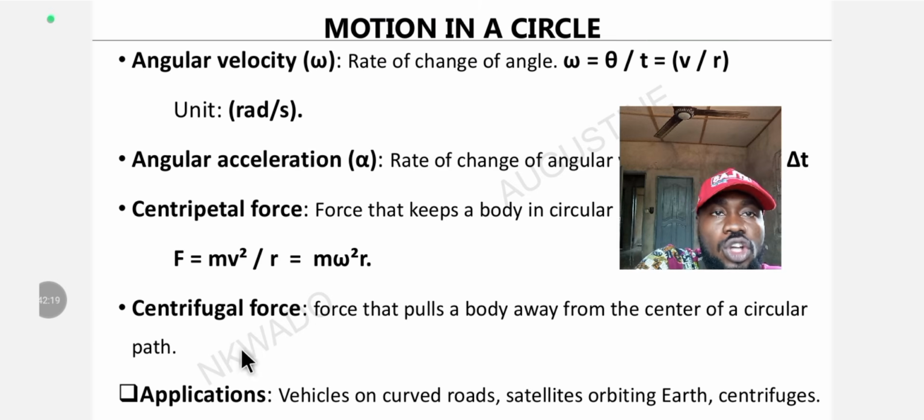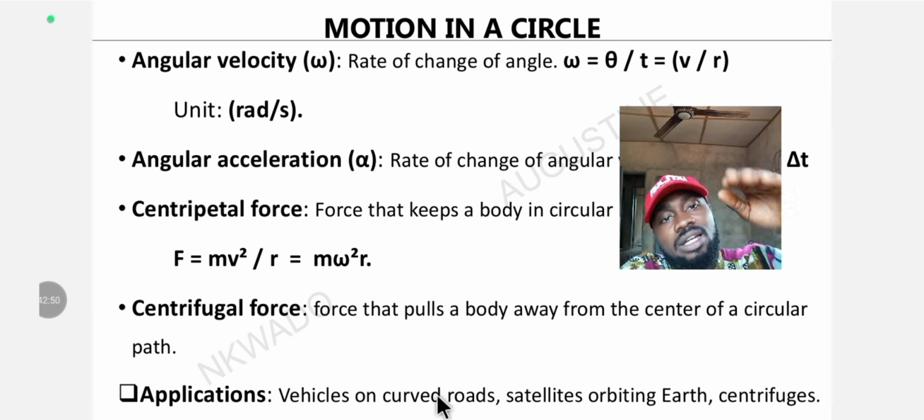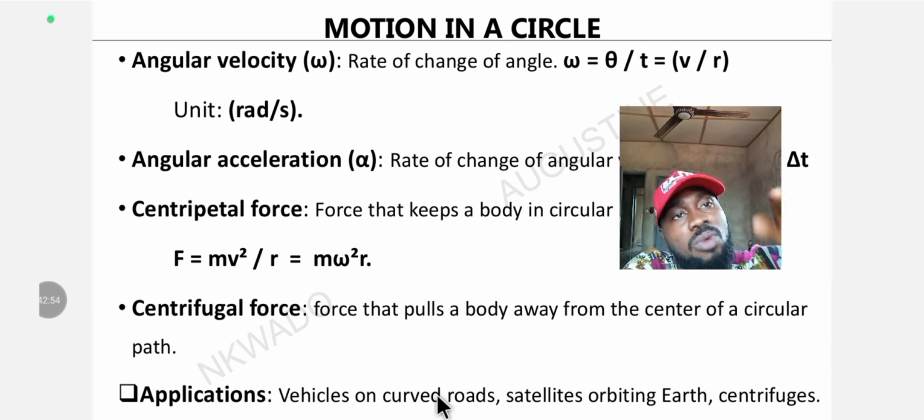And what are the applications of motion in a circle? Like angular velocity, angular acceleration, centripetal force, centrifugal force, all of them are motion in a circle. So what are their applications? How are they applied in real life? JAMB wants you to know all these. The first application we have here is vehicles on curved roads. When the road is curved like this, you apply some form of force, okay? There's a change of rates of angular displacement, there's a change of angle on a curved road.